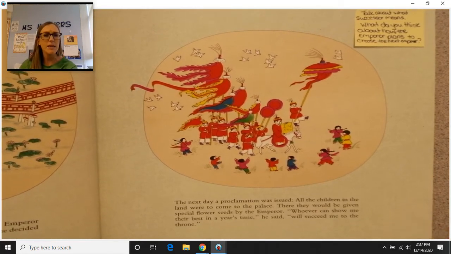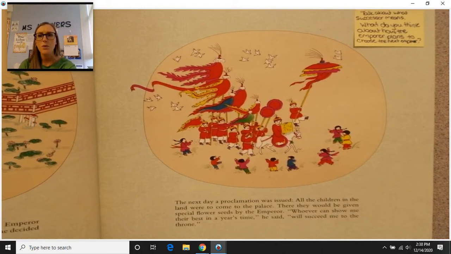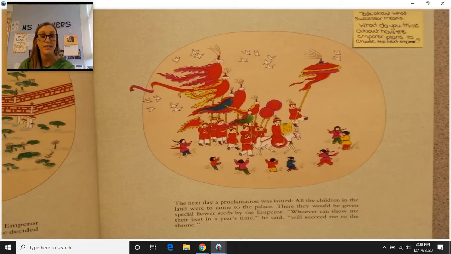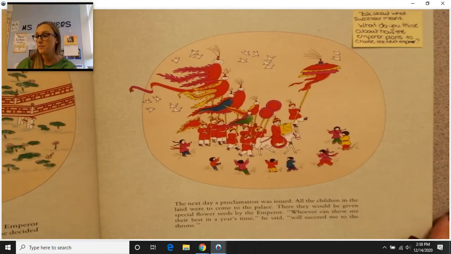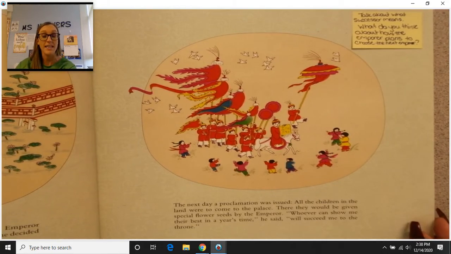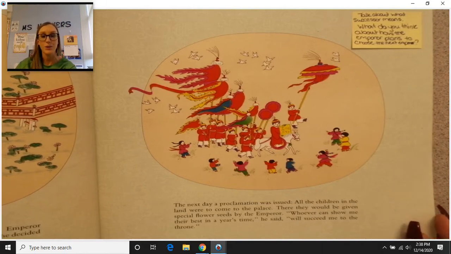All right, so let's think about the word successor. What do you think the word successor means? We have the emperor, and he's looking for a successor to succeed him to the throne. What do you think about how the emperor plans to choose the next emperor? The successor is going to be the next emperor of the palace. What do you think about the current emperor's plan? And who do you think might win, or who might be chosen as the successor?